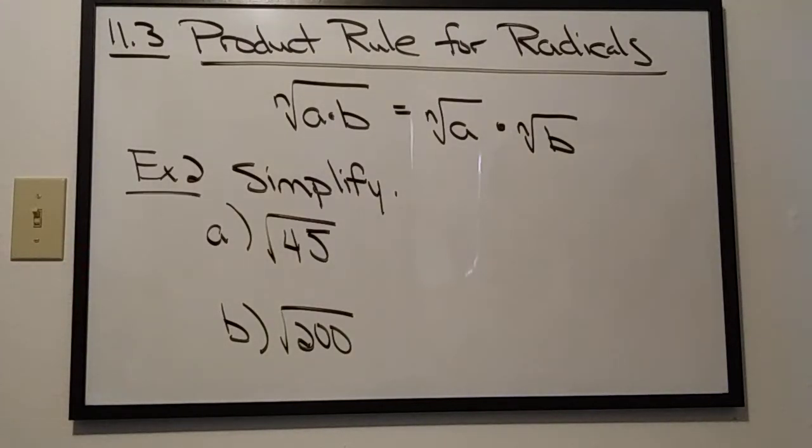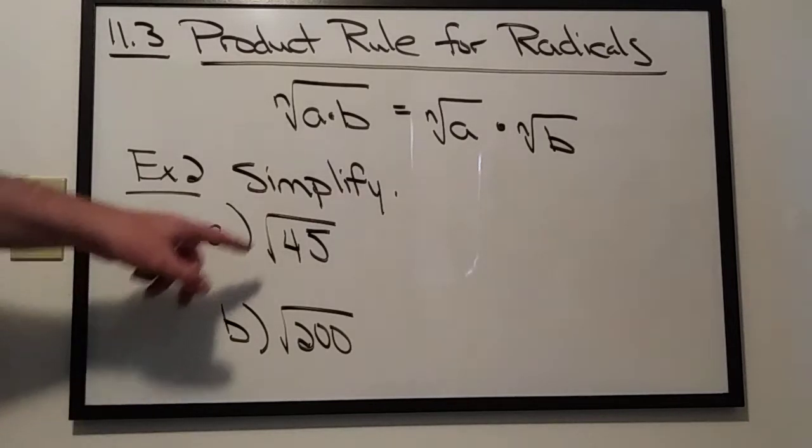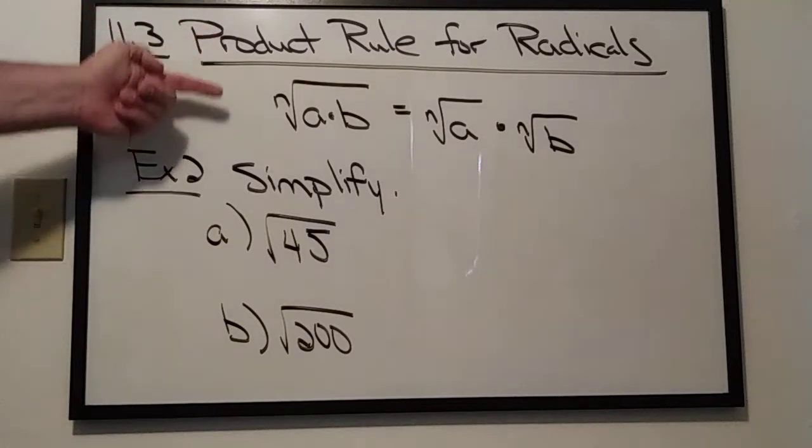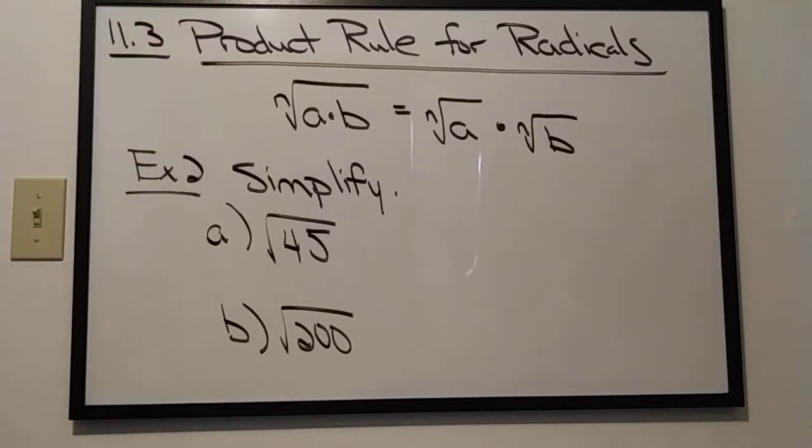So now that we know the product rule for radicals, we're ready to do example 2, which has the directions simplify. So for part A, we have the square root of 45. Now the first thing that you want to notice is that square root of 45 is not something that we can evaluate like we did in example 1 and get a nice integer value. So this is not asking you to go to your calculator and find an ugly decimal answer. What this is asking us to use is the product rule for radicals in a very special way.